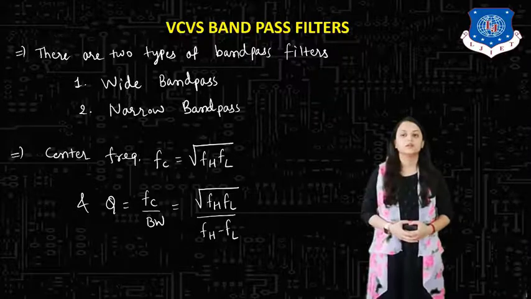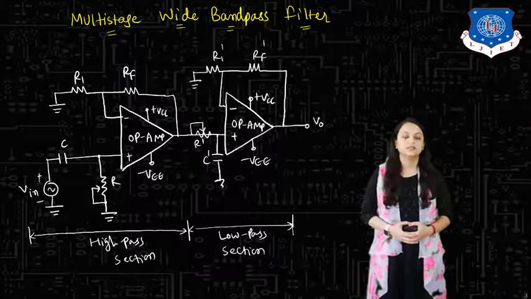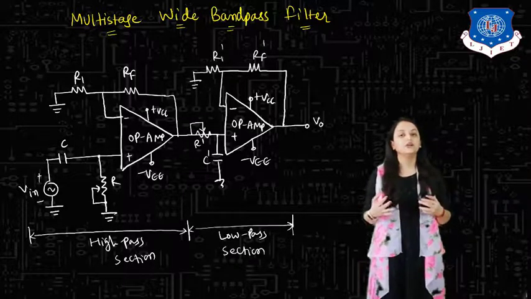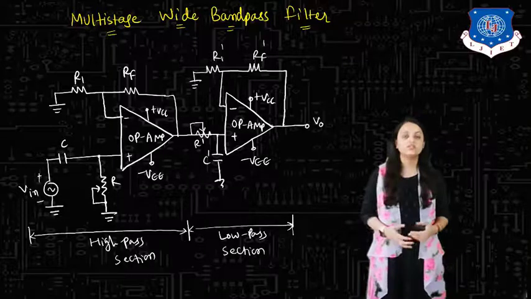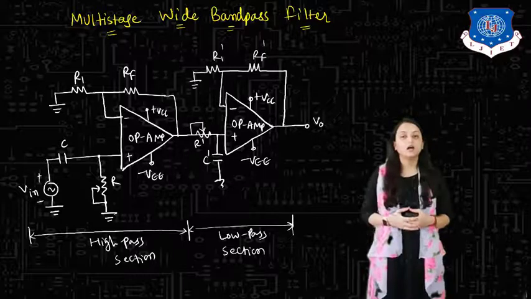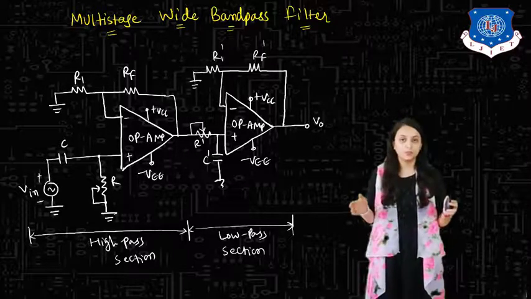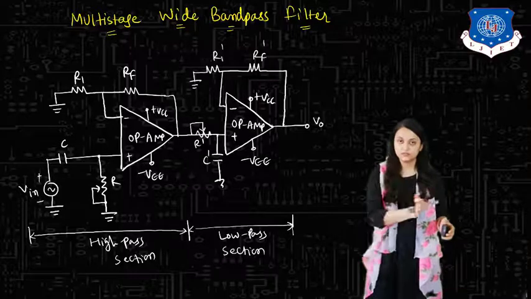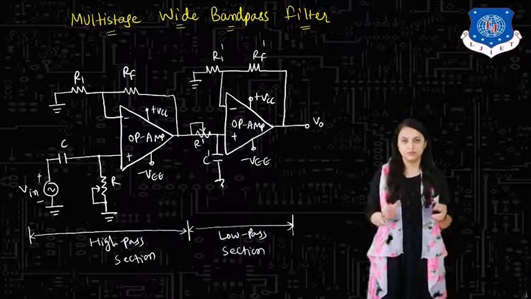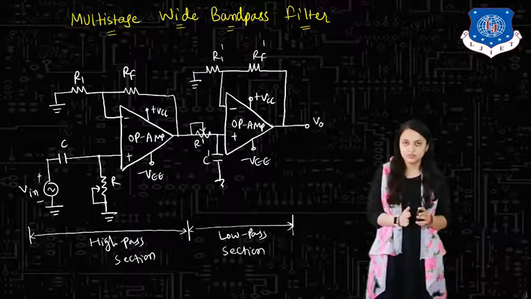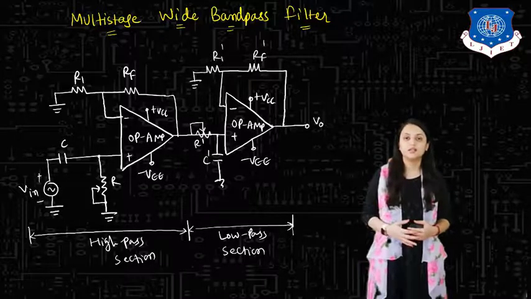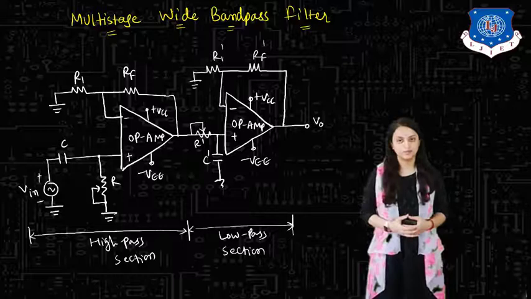Okay. Now let us see the first one, that is multi-stage wide band pass filter. Now what is the meaning of wide band pass filter? And what is the meaning of narrow band pass filter? So wide band pass filters are those band pass filters which have a wide frequency band. That means the frequency range will be a wider spectrum and it will have multiple values in that. If it is smaller values, that means the group of those frequencies has a smaller range, then we can call it a narrow band pass filter.